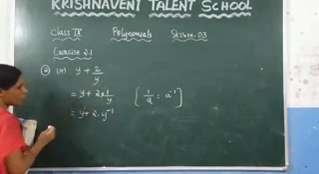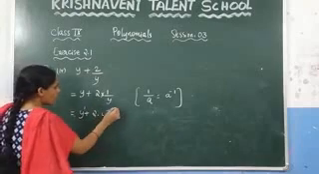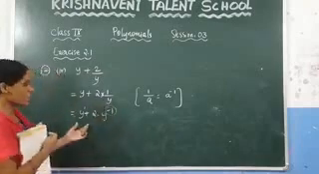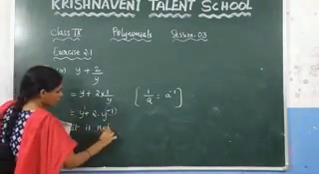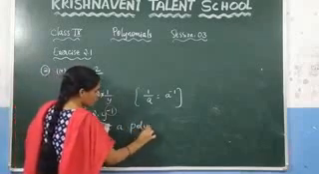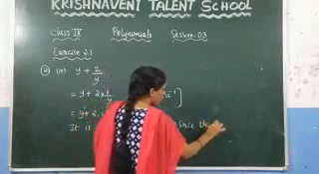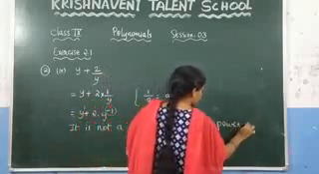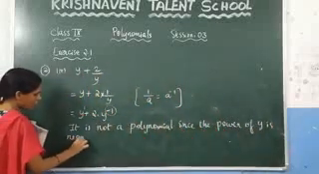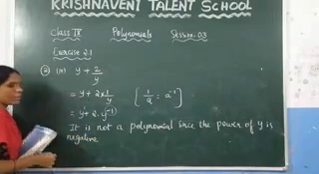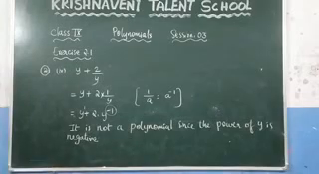Here what is the power? 1. But what is a polynomial? The power should be a positive integer. Here we got minus 1, which is a negative integer. So we can say that it is not a polynomial. So write it here. It is not a polynomial. What is the condition? Since the power of y is negative, for that reason it is not a polynomial. You just need to check the power of the variable. If it is positive, we can say that it is a polynomial.